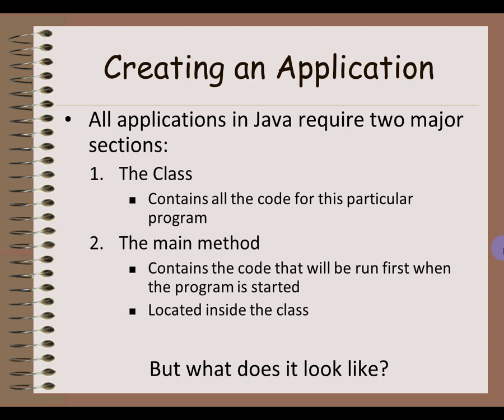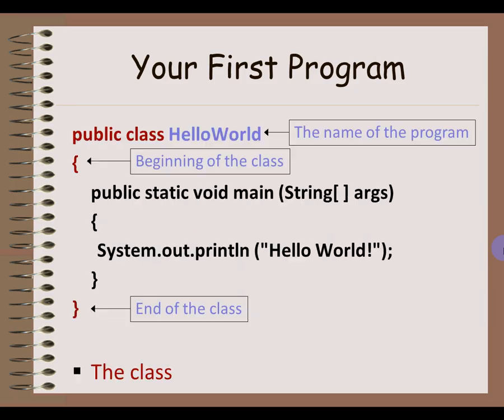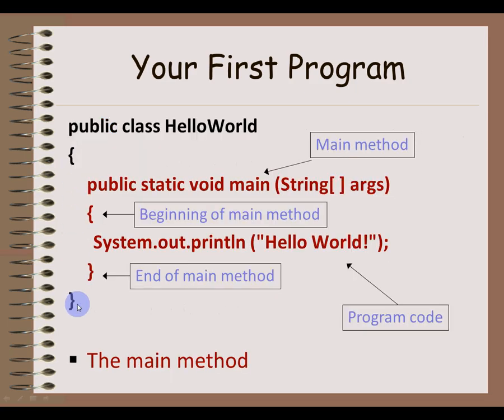So what might this look like? Well, here's an example of a very simple program that essentially does nothing other than print the word "Hello World" to the screen. The outside portion in red here is called the class. You can see it says public class. The name of the program is Hello World. Everything that's included in the class is enclosed in squiggly brackets. So you see one at the beginning and one at the end, and you notice that they line up vertically with each other. The main method is the part in between the class.